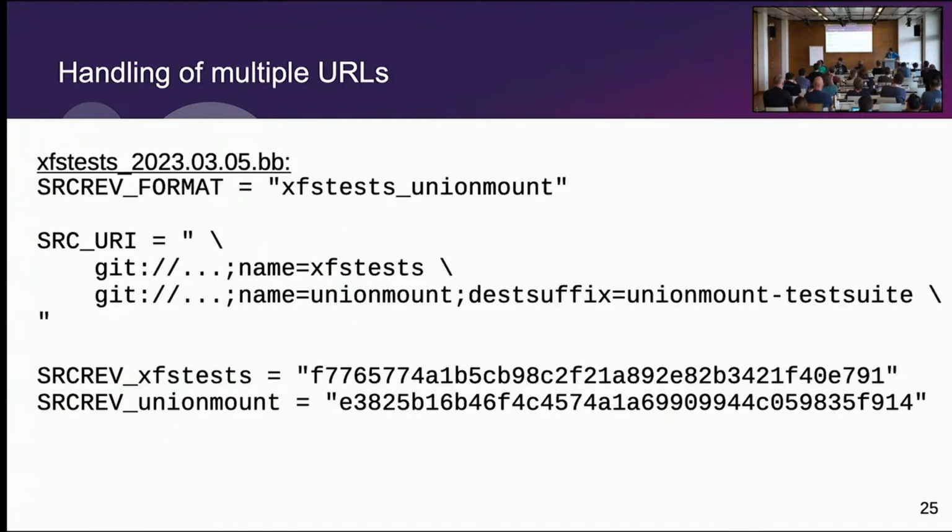Right, so that's how you handle several URLs. I mentioned it like a bonus slide. You describe the source ref format, set particular names, and then you use the name argument in the SRC_URI. And you set the source revision accordingly to each name of the repository. That's again an example of an existing recipe in, I think, the meta-filesystems layer.